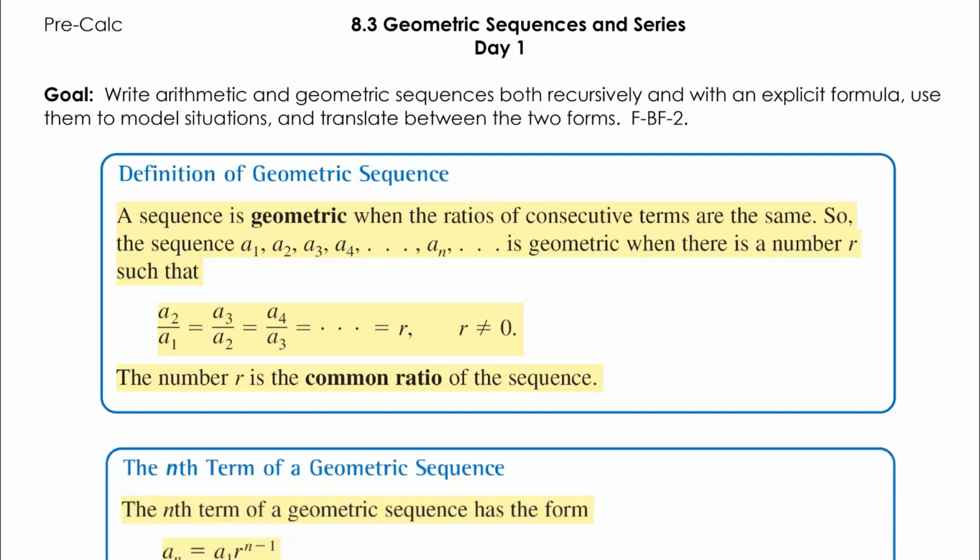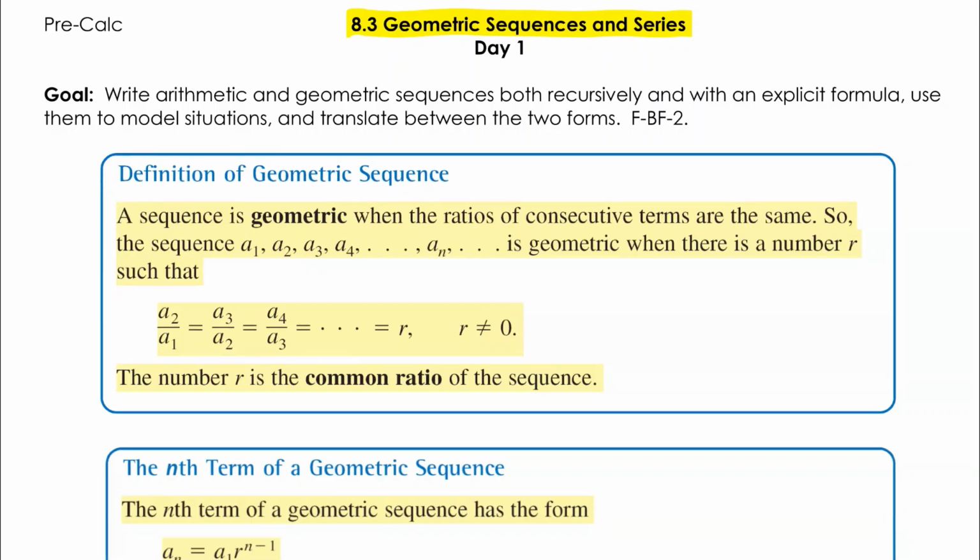Welcome to the lesson for 8.3 for geometric sequences and series. This is the first installment. Just like we did with 8.2, we're going to figure out how to write a sequence that exhibits a geometric pattern and then look at the different rules and applications.